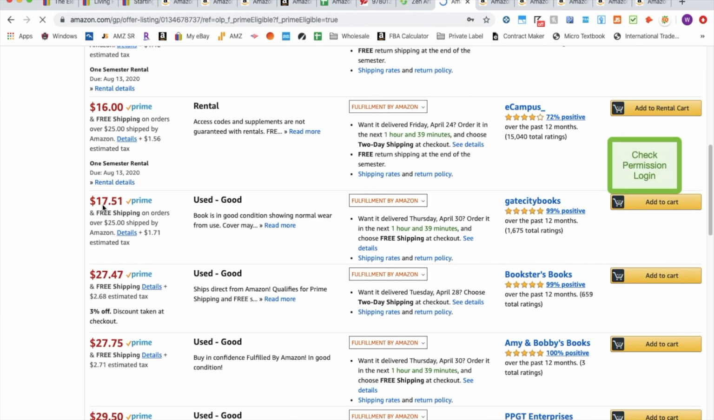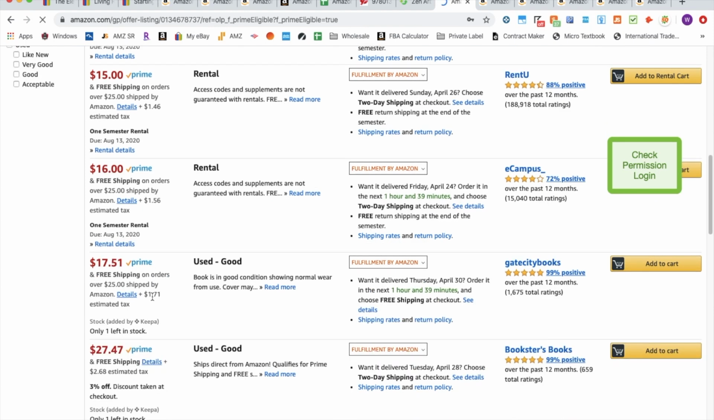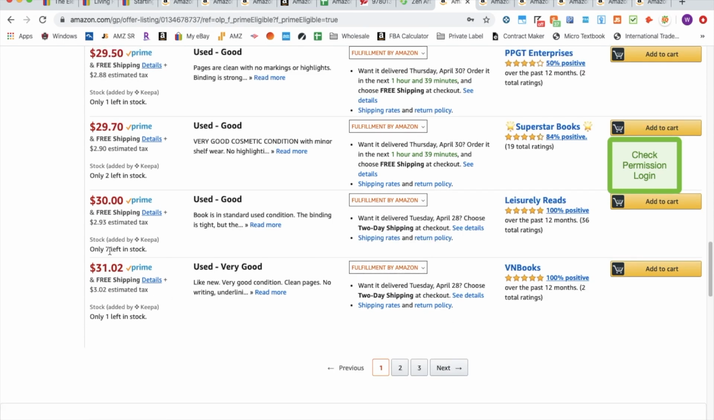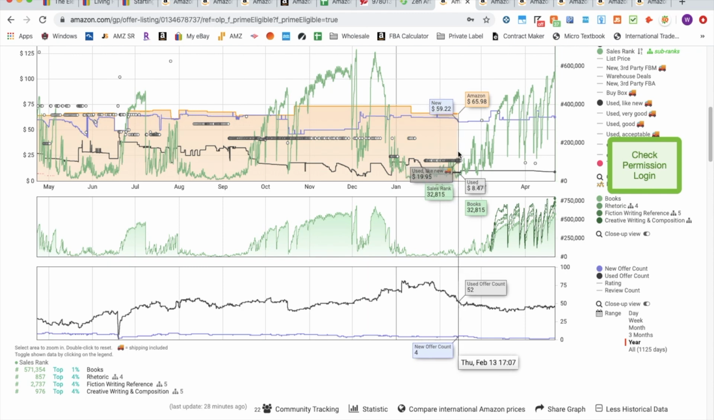We got $17.51, and then it goes up to about $30, and then the $17.51 only has 1 in stock, so that's a good sign. Goes up to $30, and then there's 7 in stock here at $30. So I would say 30 is fairly safe.